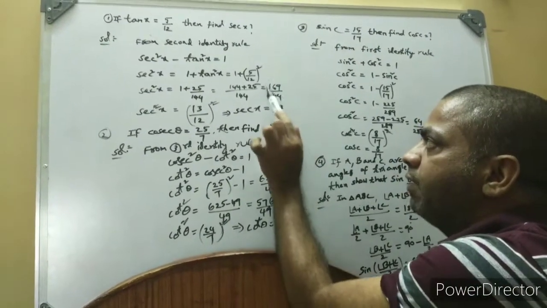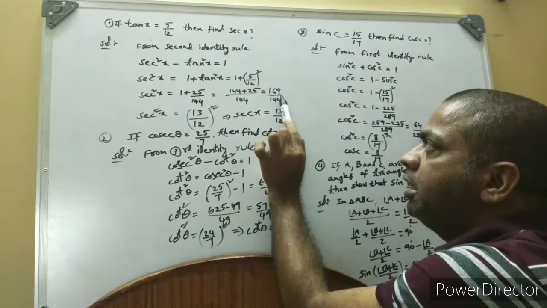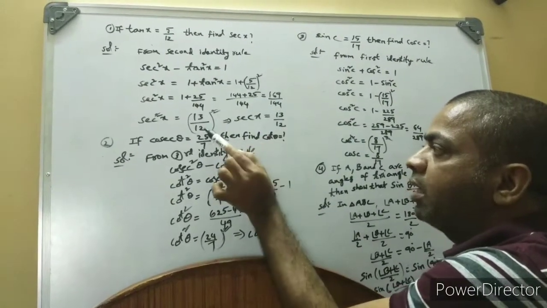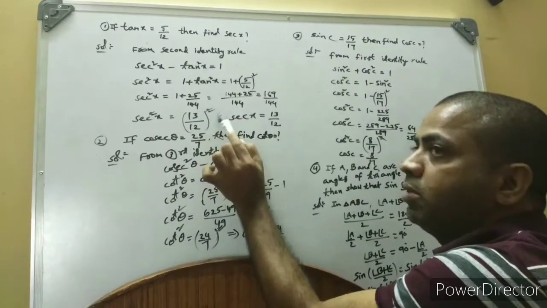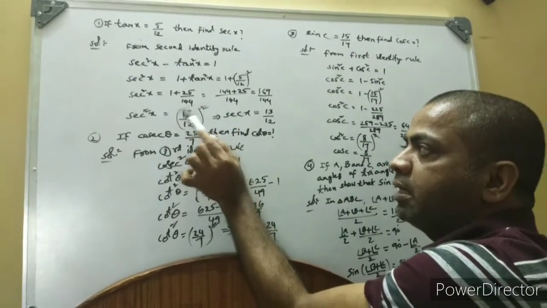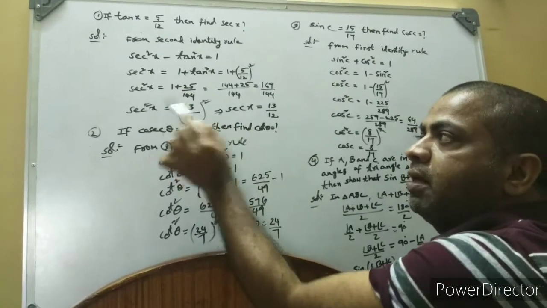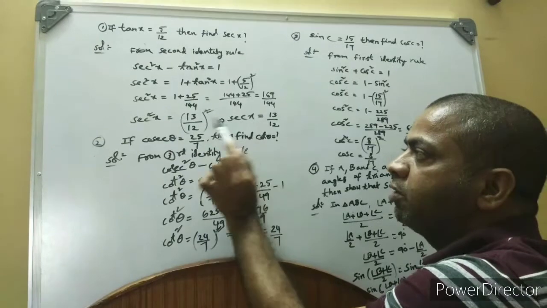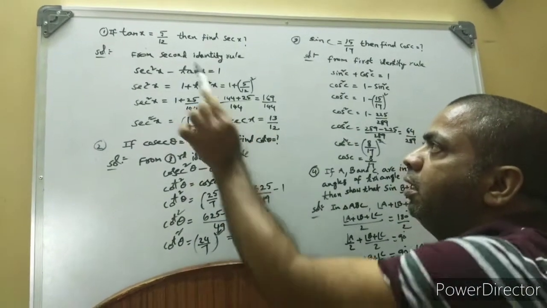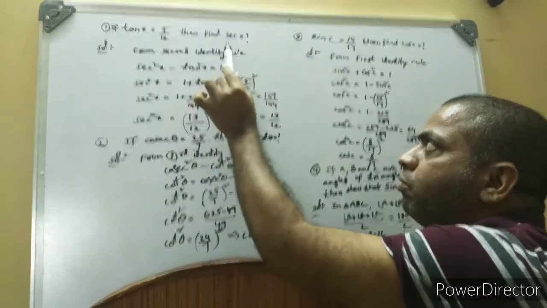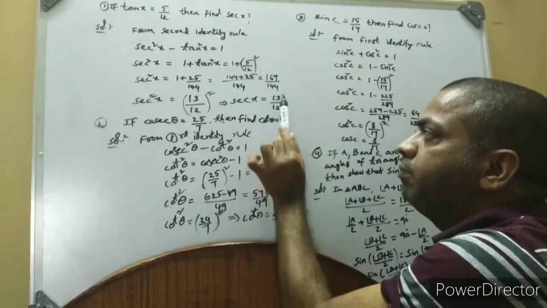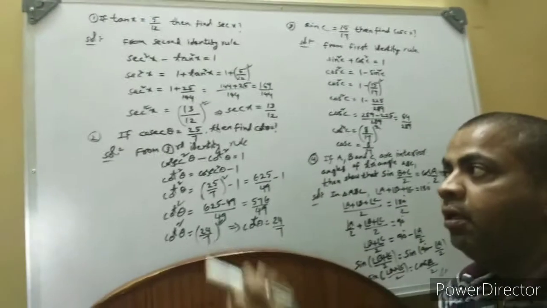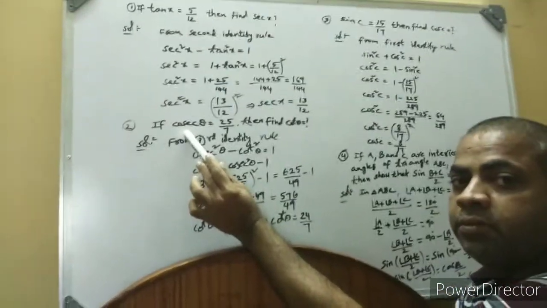This I am writing in square notation form. 169 you have to write as 13 square. 144 you have to write as 12 square. For both I am keeping whole square, because 13 square by 12 square can be written as 13 by 12 whole square. Square and square will be cancelled. Then finally secant x is equal to how much did you get? 13 by 12. So by using the second rule we found the value of secant x. Secant x value is 13 by 12. Okay.